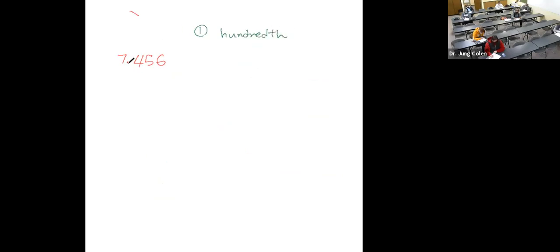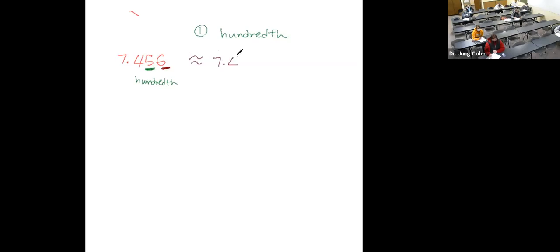So take a look at that. This is ones, this is tens, this is hundredths, right? So you need to look at the next digit. This is 6. It's greater than or equal to 5. So what do we do? Round that up.